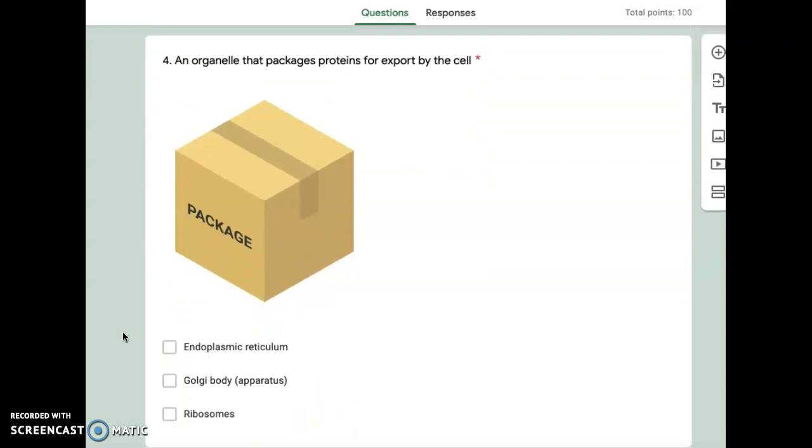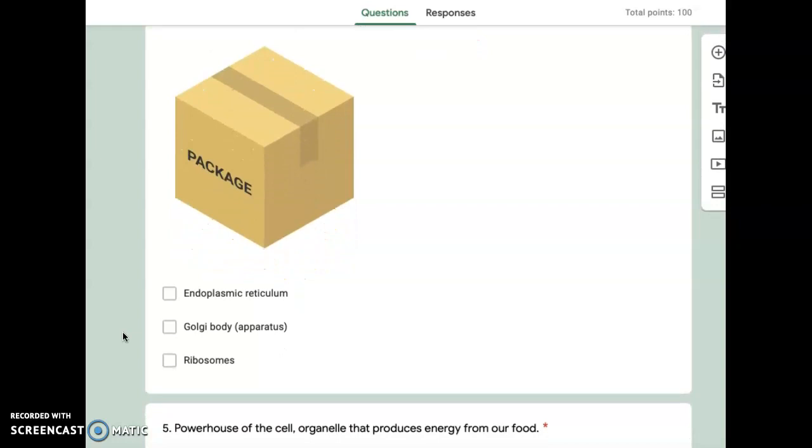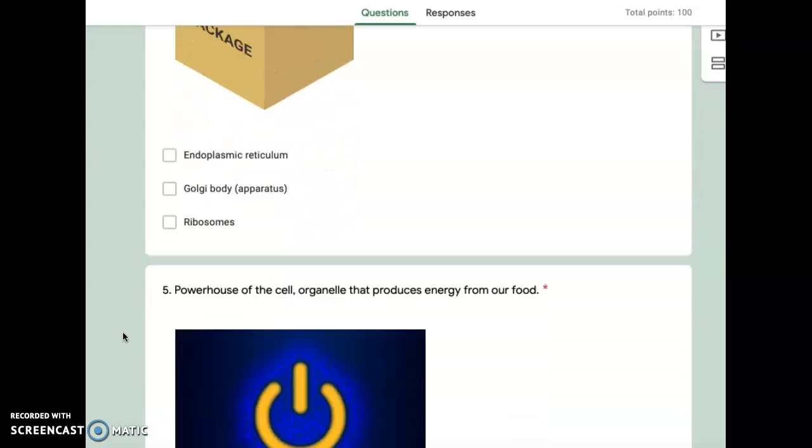Number 4. An organelle that packages proteins for export by the cell. Endoplasmic reticulum, Golgi body apparatus, or ribosomes?